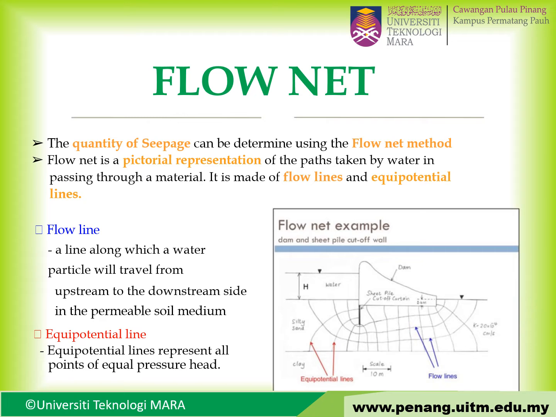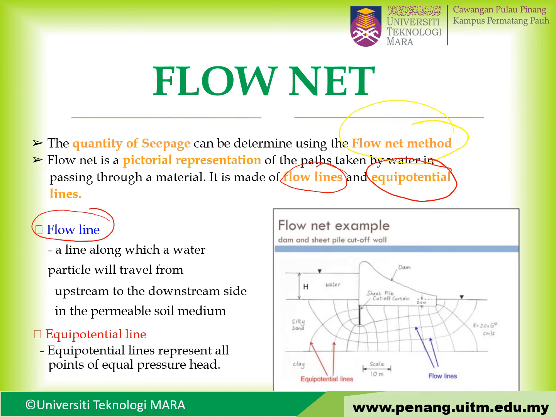Alright guys, so in this chapter, we're talking about the quantity of seepage. To determine the quantity of seepage, we have to use the flow net method. Flow net is a pictorial representation of the path taken by water in passing through a material. It is made of flow lines and equipotential lines. So what is the flow line? What is the equipotential line?